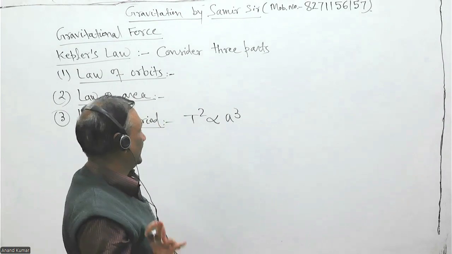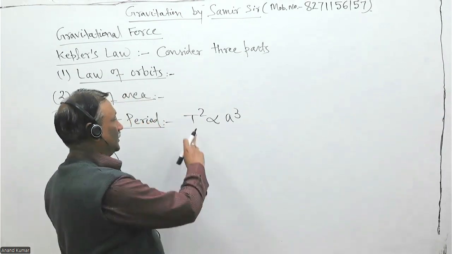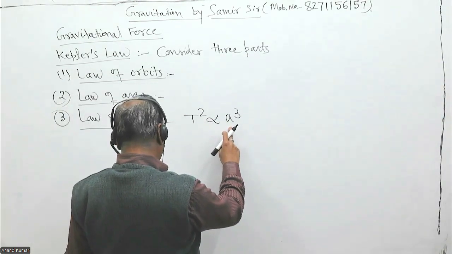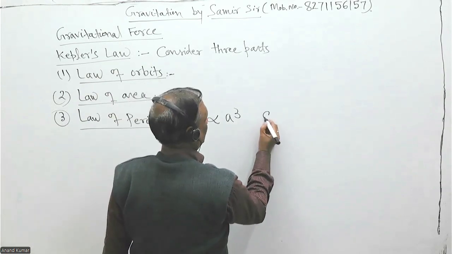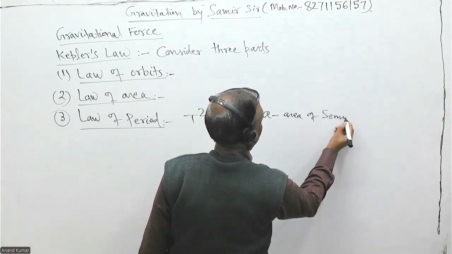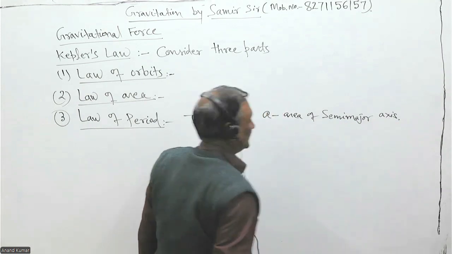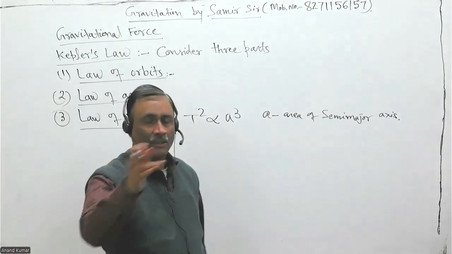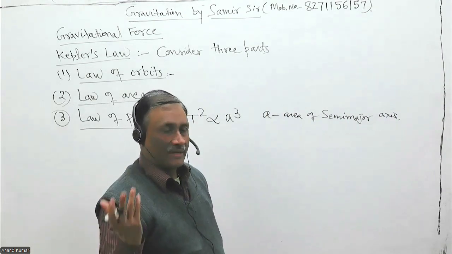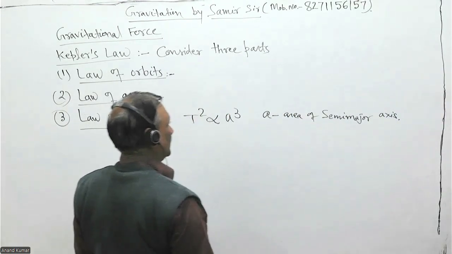Time period is the time taken by the planet. Its square is proportional to the cube of the semi-major axis. In the elliptical orbit, there are two types of axis, the major axis and the minor axis. Here is the semi-major axis.